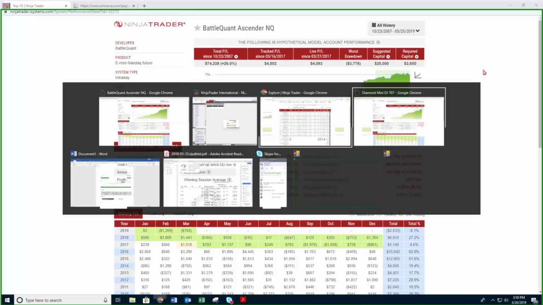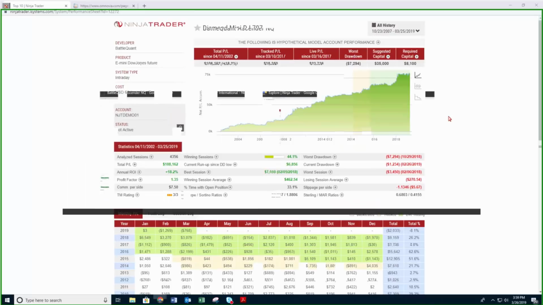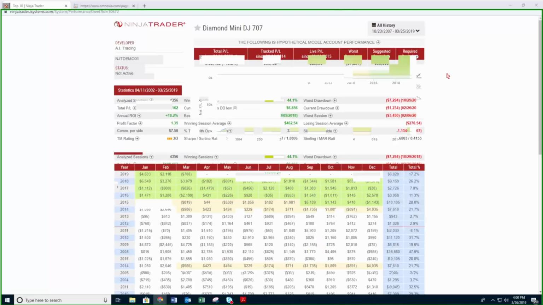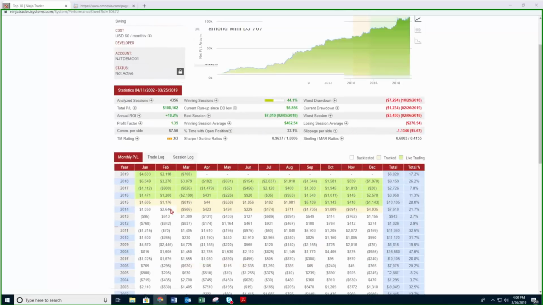Here, to jump over, here's a swing system. I jumped over here because we'll talk about the required capital, but here's the same thing, same setup. It was given to us in 2014. There's a hypothetical track record. And what do we know about the hypothetical track performance? We take into consideration the slippage, the cost of the system, and the commission.